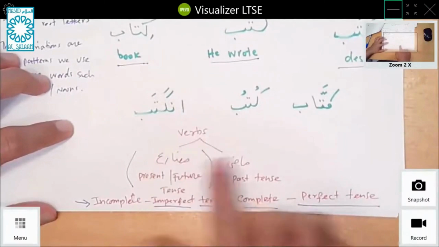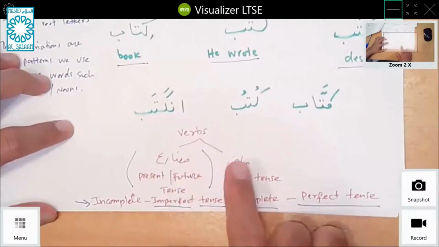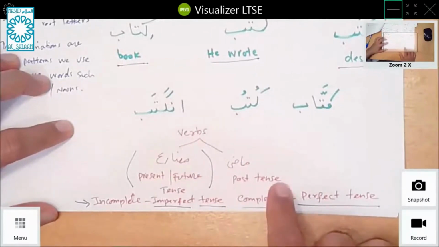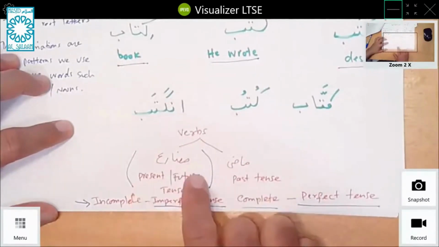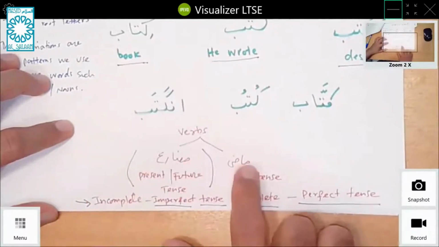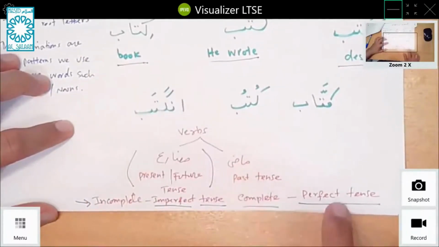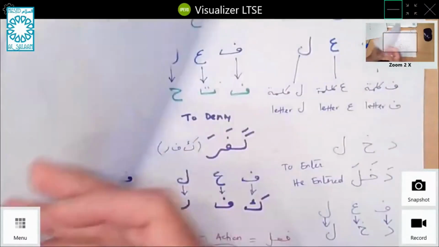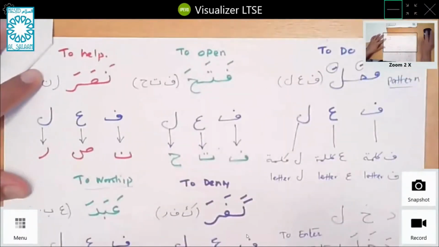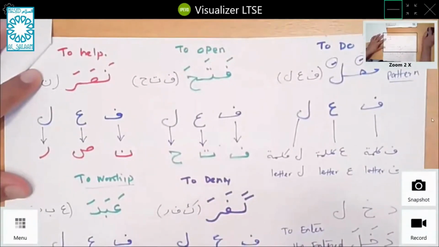In Arabic, there are only 2 tenses or 2 categories, Madi and Mudari. Madi deals with past tense, Mudari, present and future. We are not dealing with Mudari right now, so we'll only focus on the Madi. Madi is known as perfect tense. So for that, in order to explain to you the root words and the patterns, I gave you this chart.